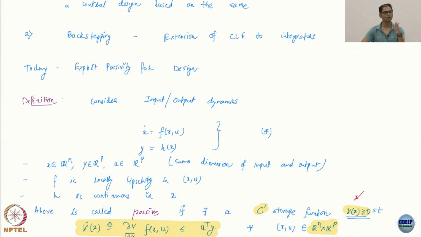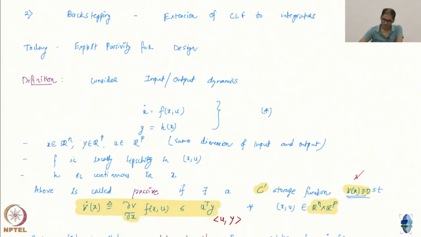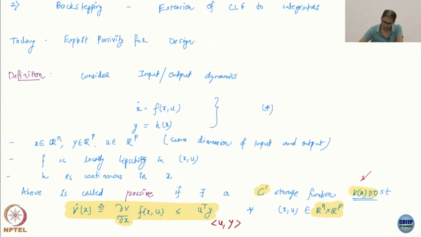Realistically you will find this sort of strict feedback form in most systems. Maybe it's not a linear strict feedback form; typically there will be some non-linear pre-multiplication to this. That would be the complication, but otherwise you will have a strict feedback form, which is still workable. But for passivity we need a little bit more assumption on the system's intrinsic property itself. We are going to now define passivity first.